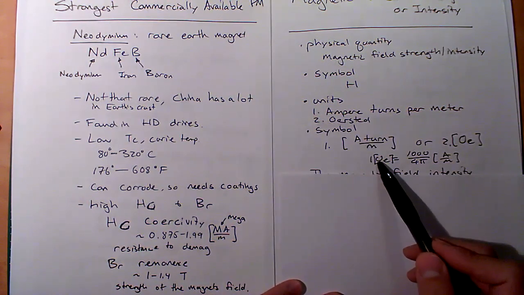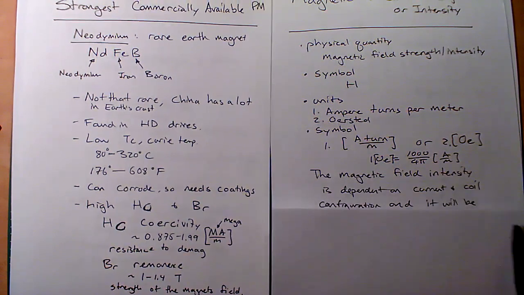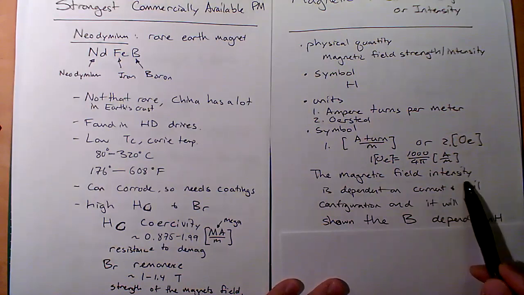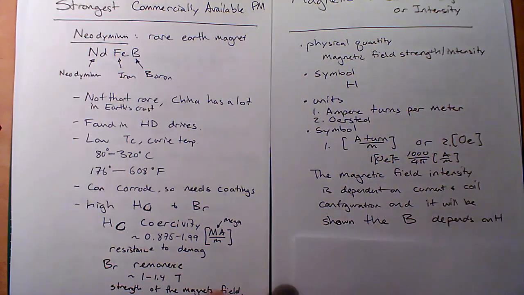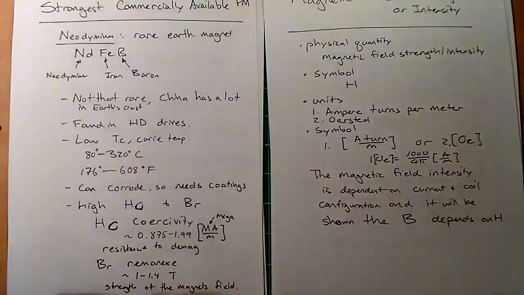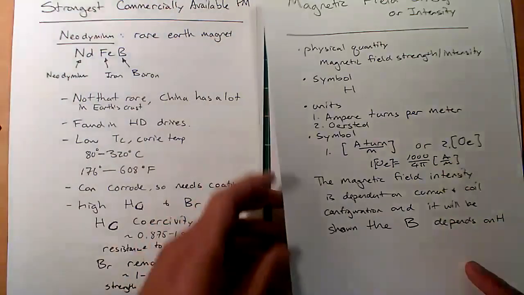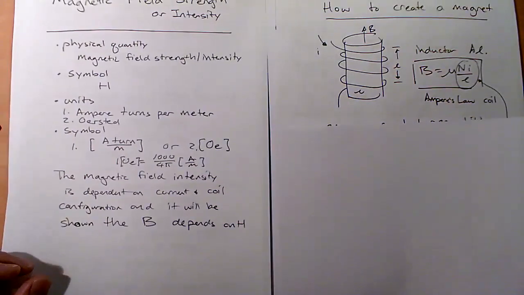Like I said before, 1 Oersted is 1,000 over 4 pi amp turns per meter. And like I said, the magnetic field intensities depend on the current and coil configuration, and it'll be shown that B depends on this H, okay? So when you see H, I want you actually to think of I, current, instead of just H, because I think that'll be less confusing.